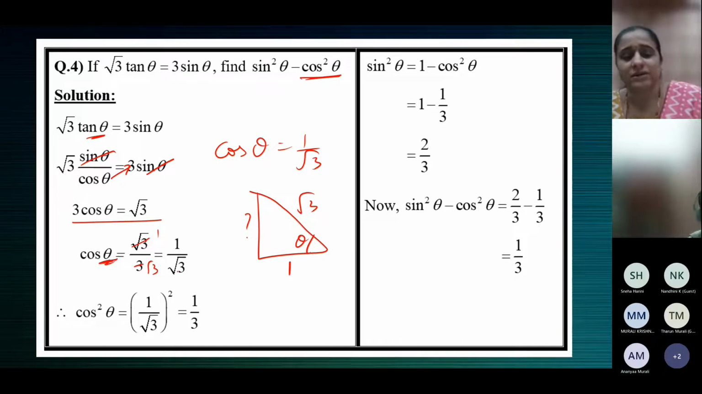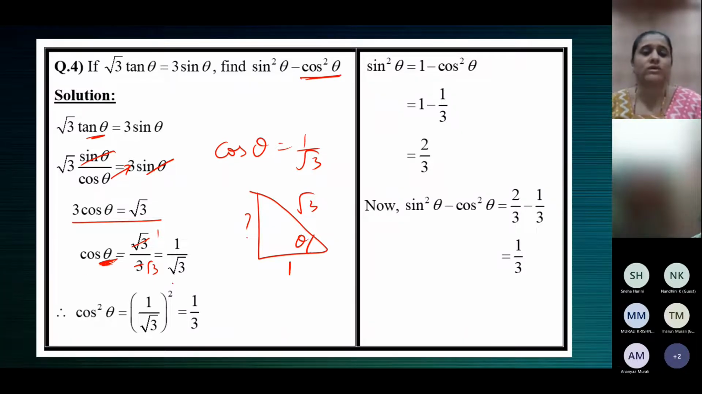Cos theta is equal to 1 by 3. You can also implement this value in a right triangle, find the unknown side using Pythagoras theorem, and hence find sin theta. And then you can work out sin square theta minus cos square theta. You can also use a right triangle. When you know the value of one trigonometric ratio, you can find all the others using a right triangle.